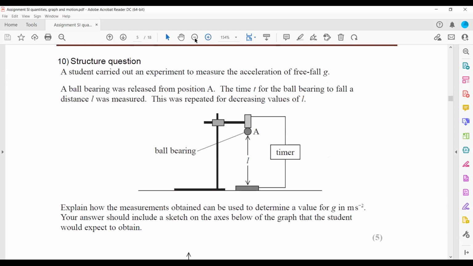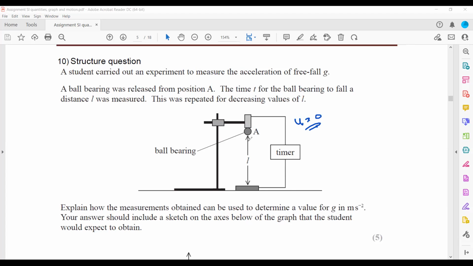Question 10. A student carries out an experiment to measure the acceleration of free fall. So the student wants to measure the acceleration due to gravity. A ball bearing was released from position A. So what is the initial velocity when something is dropped from a certain height? The initial velocity is 0.